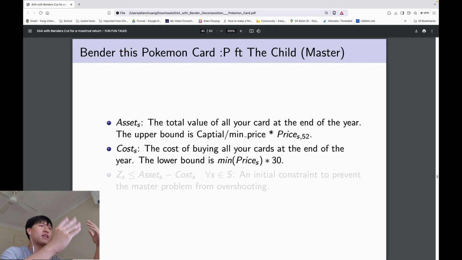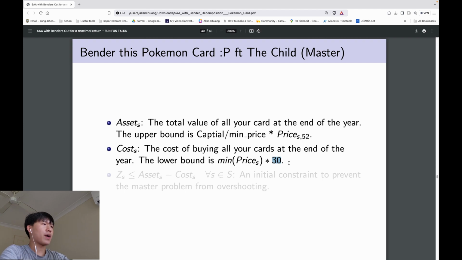So the cost is going to be the direct opposite of that. It's going to be how much we spent in total to buy our cards for each scenario. And the lower bound is going to be the minimum price multiplied by 30. The reason I have a 30 here is because, remember, we want to make sure we buy at least 30 cards by the end of the year.